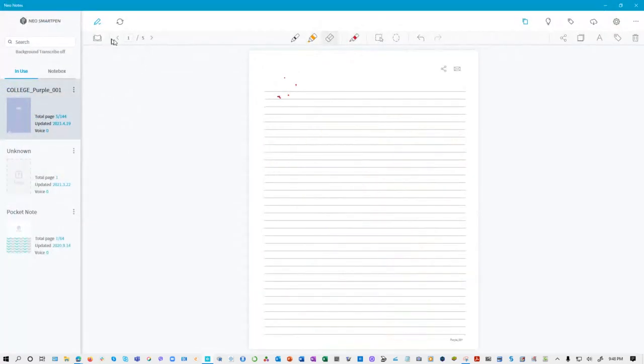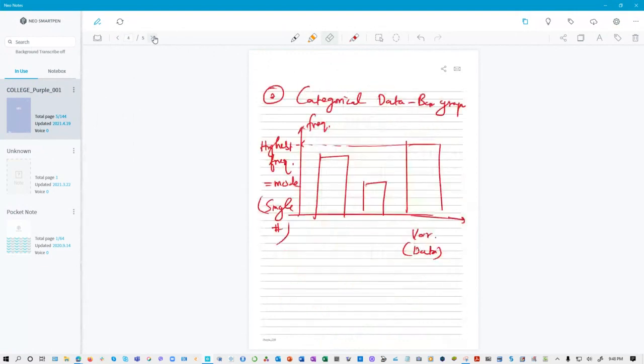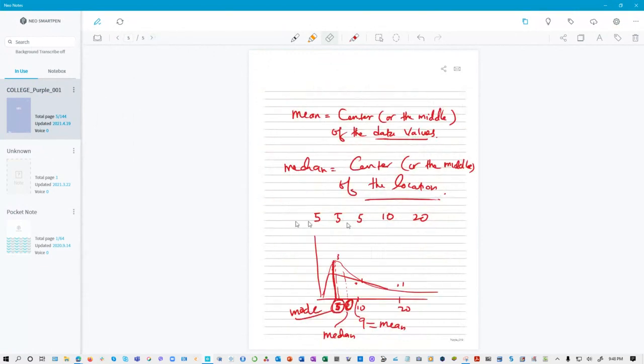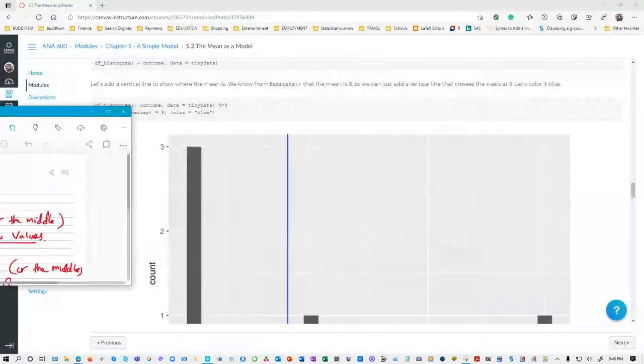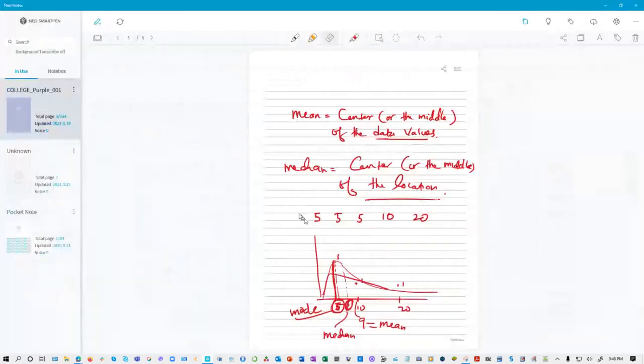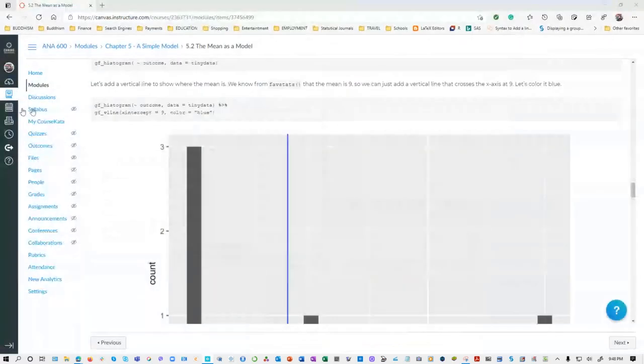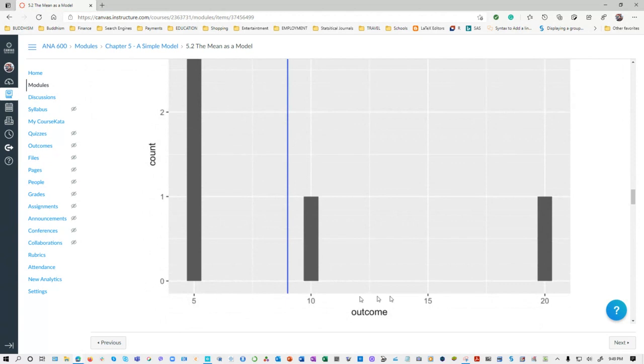Okay, this is the small data set. Tiny data, then we call that data. The variable is outcome. We drew the histogram for tiny data. The variable has the values 5, 5, 5, 10, and 20, and we put that into a data frame called tiny data, and then we drew the histogram, and then it's linked with the vertical line, geom_vline, x-intercept, put 9, and color, put blue. That will give you this one.